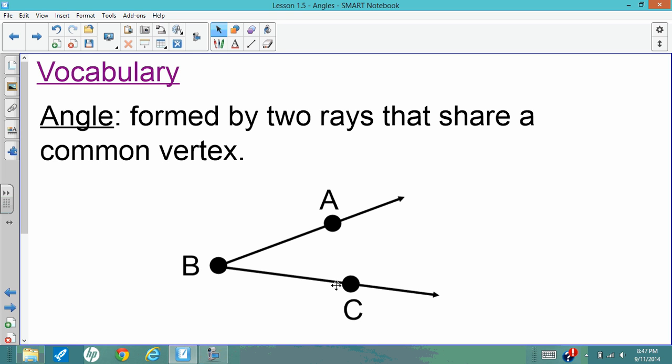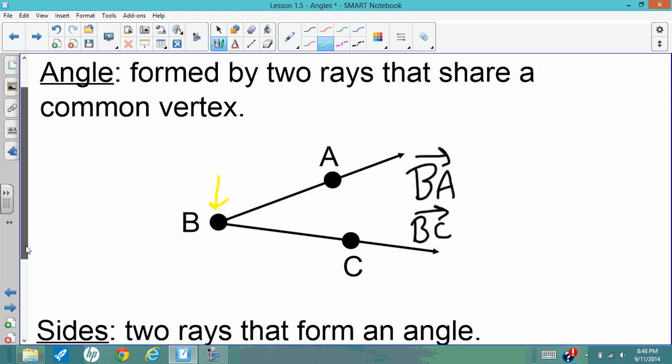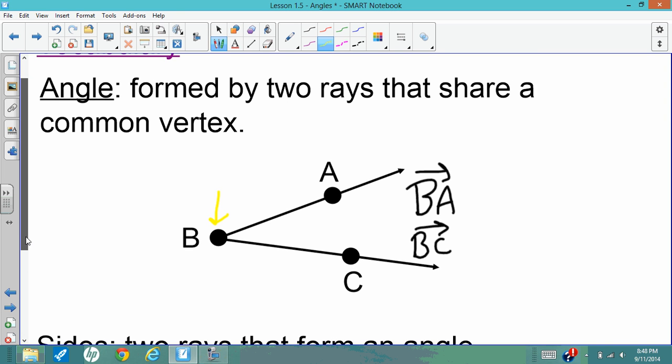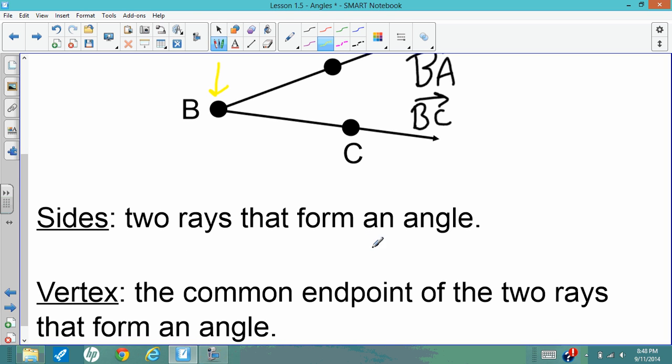So in this figure, we have an angle, and it's formed by ray BA. It's also formed by ray BC. And you can see that they have point B in common. That point is called a vertex, and the rays are called sides. So ray BA and ray BC are the two rays that form the angle. They're considered the sides. So we have one side, and we have another side.